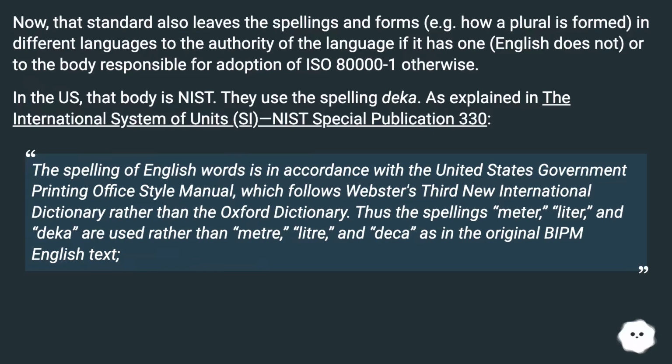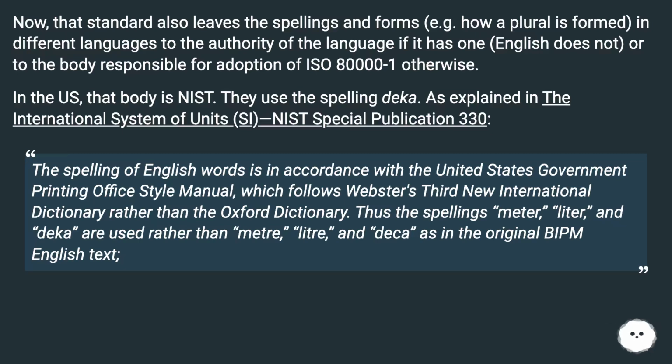Now, that standard also leaves the spellings and forms, e.g., how a plural is formed, in different languages to the authority of the language if it has one, English does not, or to the body responsible for adoption of ISO 80000 otherwise. In the US, that body is NIST. They use the spelling deca, as explained in the International System of Units, SI, NIST Special Publication 330.